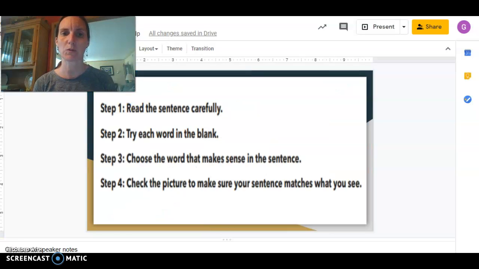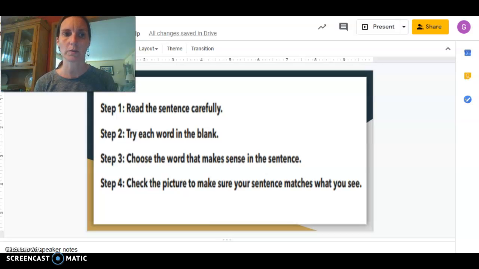Here are the 4 steps when we're going through our Lexia lessons, the 4 steps we need to think about. Step 1, we need to read the sentence carefully. Step 2, we need to try each word in the blank. Step 3, we need to choose the word that makes sense in the sentence. And step 4, we need to check the picture to make sure our sentence matches what we see.